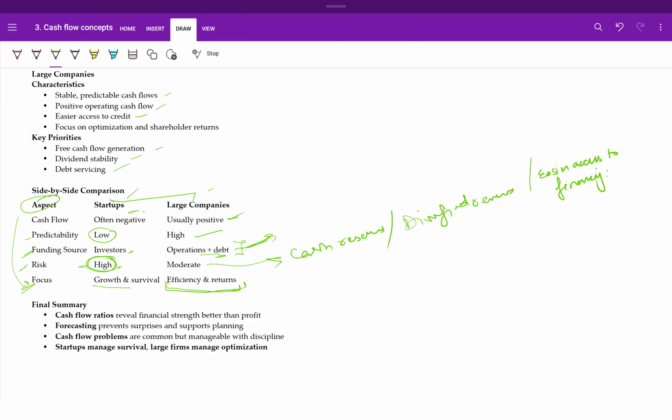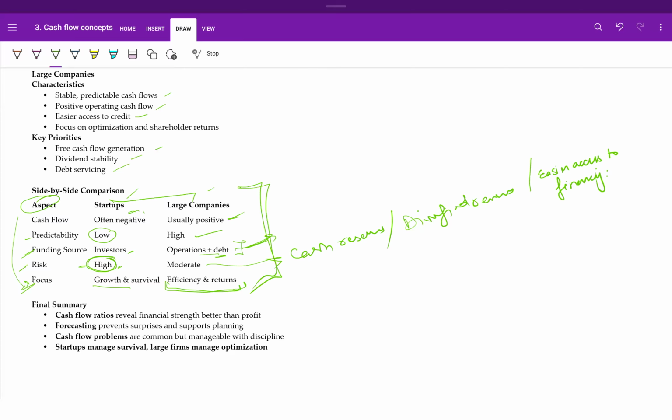The overall interpretation of this table is that startups manage uncertainty and survival, while large companies manage stability and optimization. Both require strong cash flow management, but priorities and strategies are very different. If I had to summarize this in one line: startups burn cash to grow, while large companies generate cash to optimize and reward stakeholders.